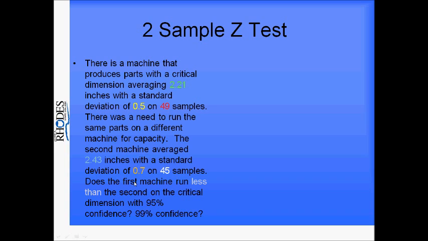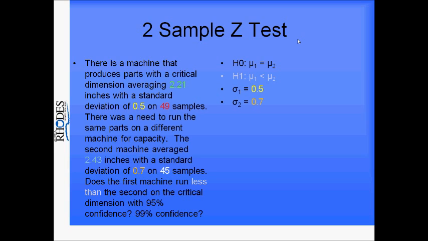Okay, and what we want to know is, does the first machine run less than the second on the critical dimension? Does the 2.21 run less than the 2.43? With 95% confidence, and then we asked also with 99% confidence. So we have to state our hypothesis, and this is a 2-sample, so the null hypothesis is that the first sample is equal to the second. The alternative is that the first is less than the second. Makes sense.